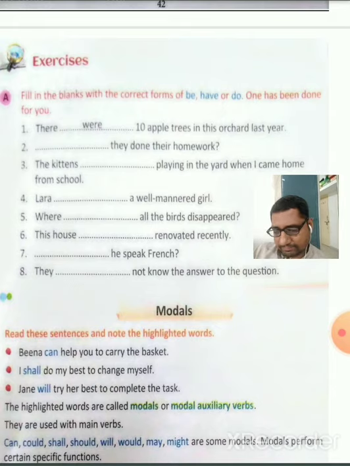Seventh, does he speak French? Does he speak French? In simple present tense we can use does to form a question. And the last one, they do not know the answer to the question. This is in negative form. They do not know the answer to the question.